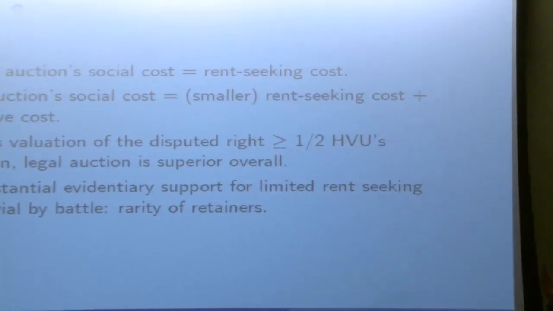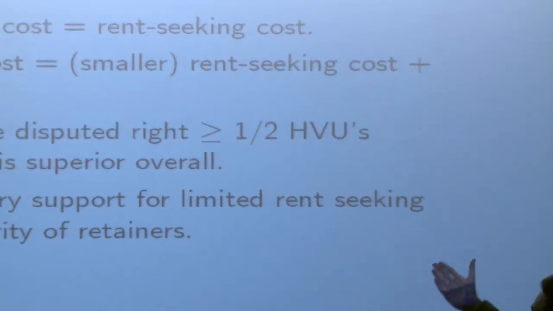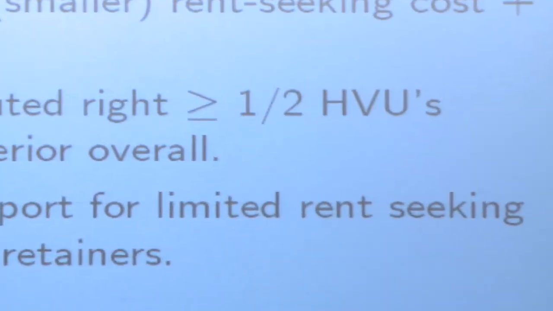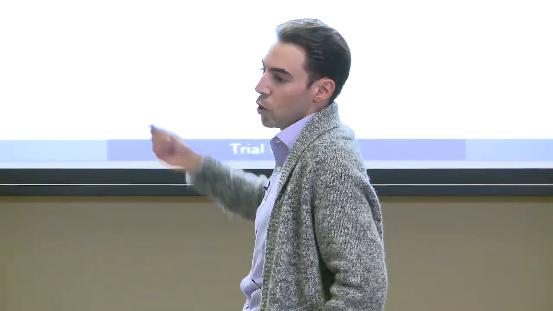Solving for this, it turns out that if the lower valuing user's valuation of the contested property right is at least half as high as the higher valuing user's valuation of the contested property right, when that is satisfied, legal auction is superior overall. It allocates disputed property rights at a lower total social cost than regular auctions do. When that's not satisfied, regular auctions are more efficient.